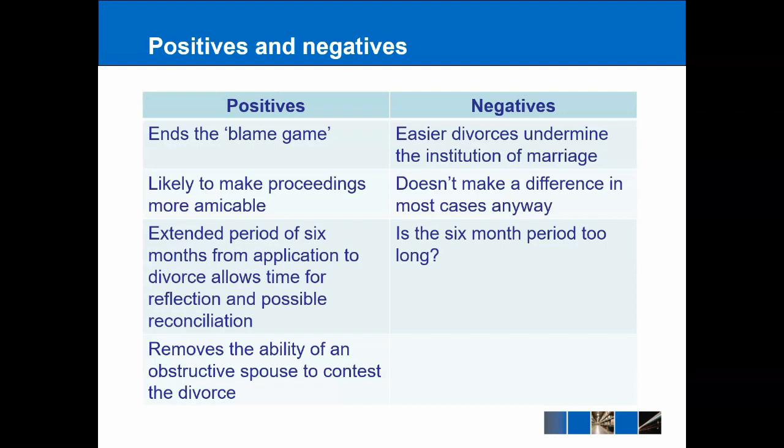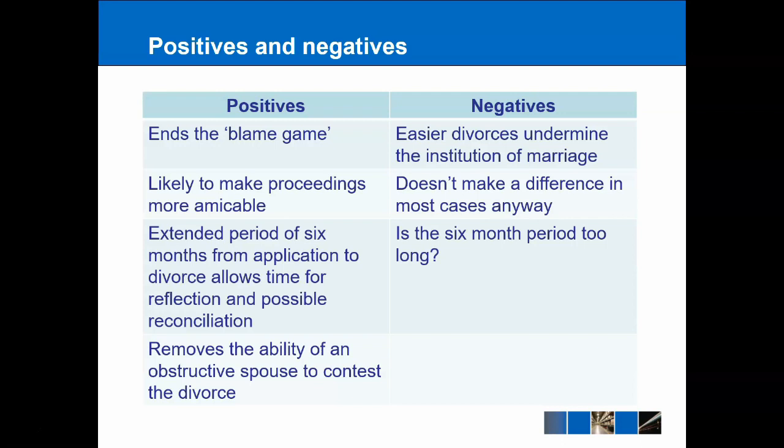There's also going to be an extended period of 6 months from the application to the divorce itself, which allows time for reflection and possible reconciliation. It also removes the ability of an obstructive spouse to contest the divorce. Now, in the vast majority of cases, we see divorces go through, and even if there is an accusation of adultery, then that's still not going to be contested by the parties, and it will go through. But there are a small minority of cases that do come through the courts each year where the actual divorce itself is being contested, especially on things like whether there is an irretrievable breakdown of the marriage. And this whole act is designed to stop those vexatious cases.